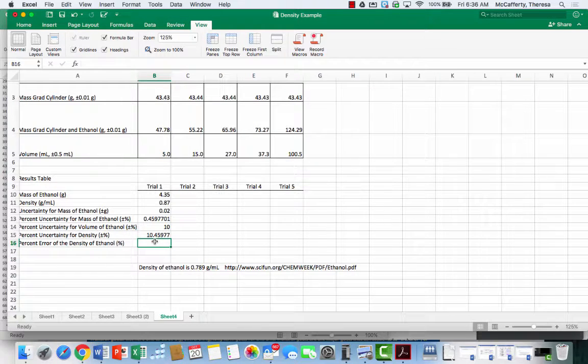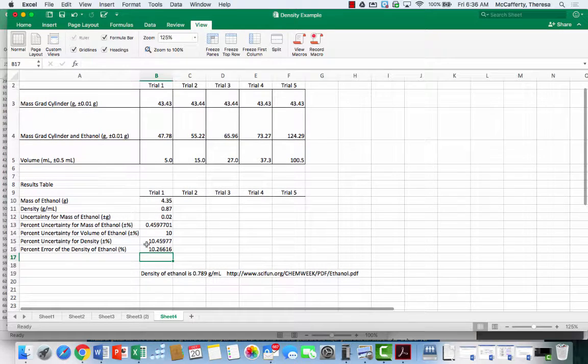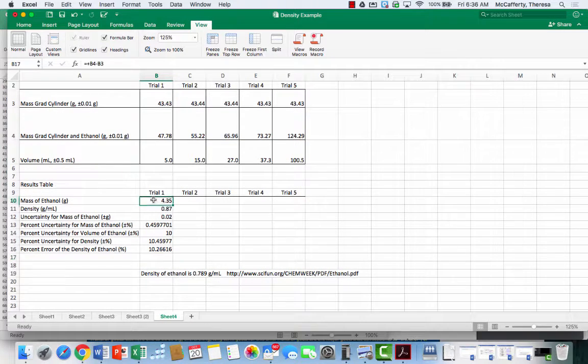All right, so the percent error of the density. Again, I'm going to tell it that we are making a calculation, and I'm going to take the density that I found, subtract the accepted density, divide by the accepted density, and then multiply that times 100. Okay, and that gives me my percent error. All right, so those are all my calculations.